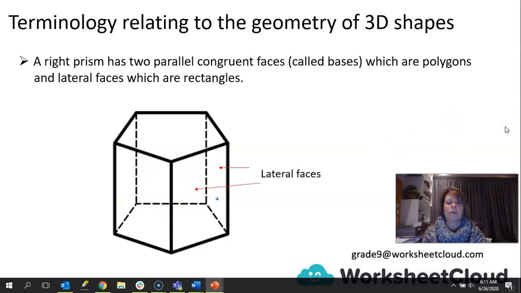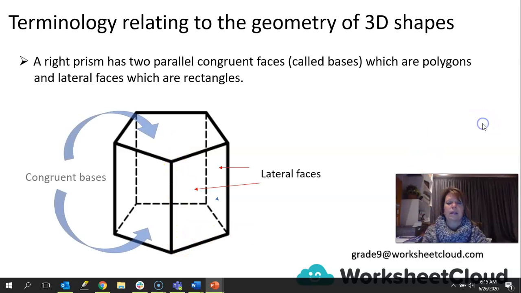So let's label it. There are the lateral faces, which are rectangles. So that's the faces that go next to one another and that make up the 3D part of the shape. In other words, they connect the bases. Okay, and there are your two congruent bases. So your bases are exactly the same, and your rectangles therefore will be also the same size and the same shape because they are congruent.